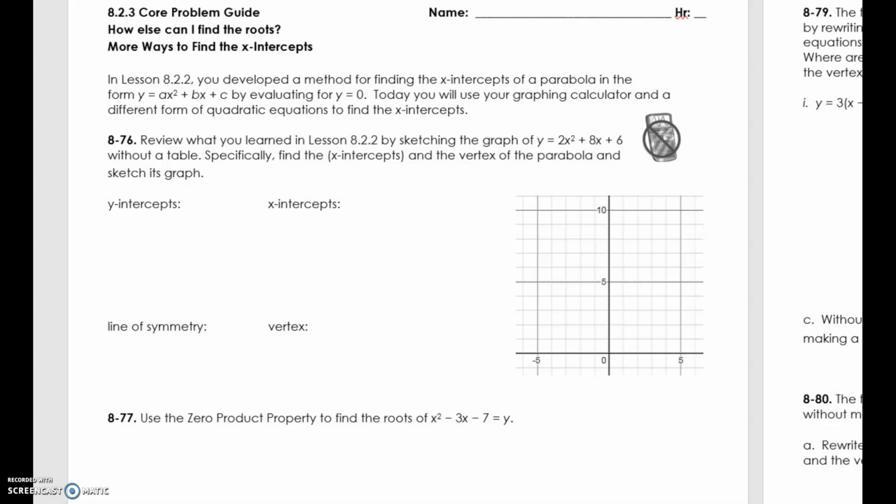In this video, we're going to talk about a new form, which is vertex form of quadratics. Before watching this video, please attempt this question, 8-76. So if you started now, go ahead and pause the video, see what you remember from the last two lessons, and complete 8-76. And once you're done, come back and check the answers.